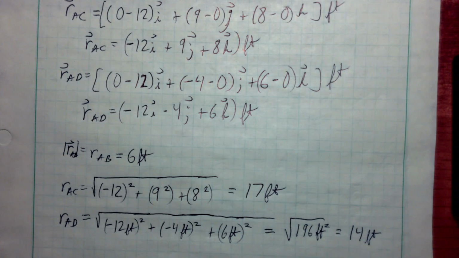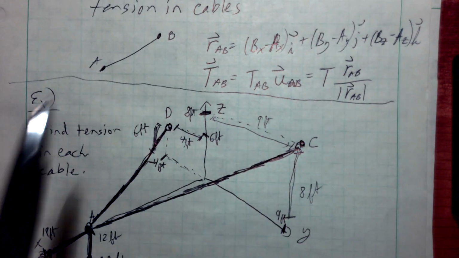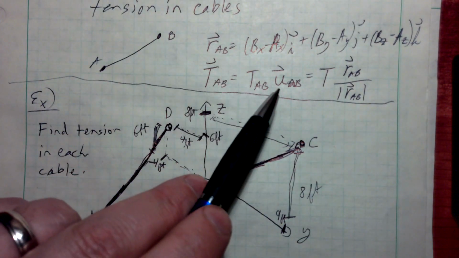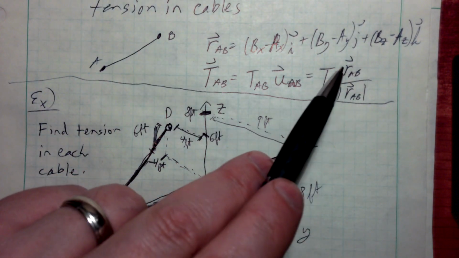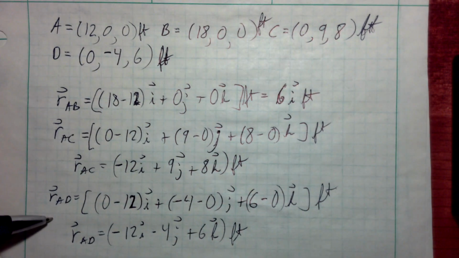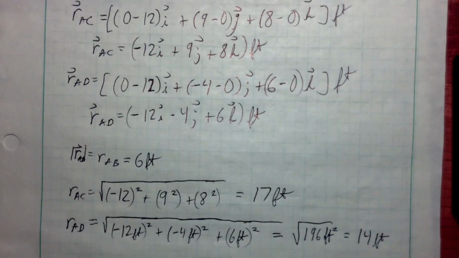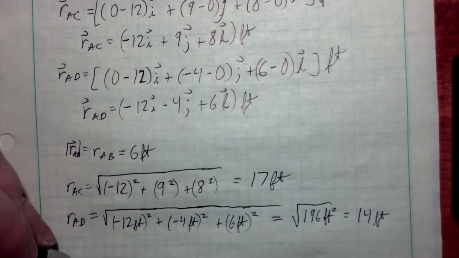Okay, so what does that mean? Again, what are we trying to do? We are trying to find the tension in these cables. To describe the tension, I need a position vector. Well, actually, I need a unit vector. To describe a unit vector, I need a position vector divided by its magnitude. I now have a position vector for all 3 cables. I now have a magnitude for all 3 cables. Now I can find unit vectors for all 3 cables.